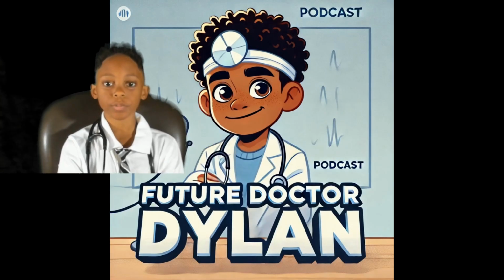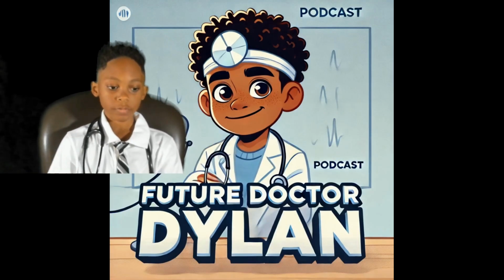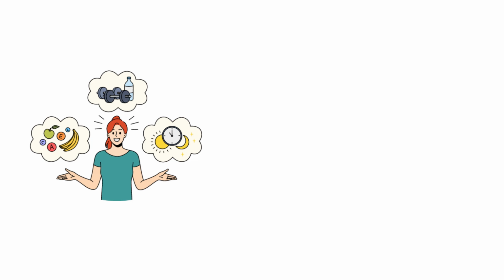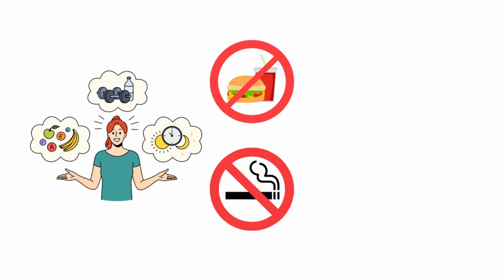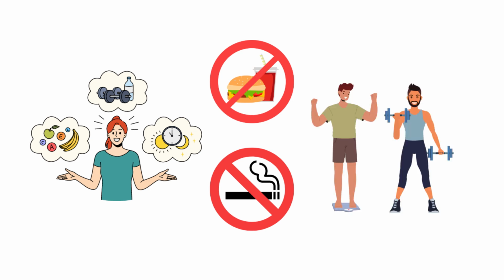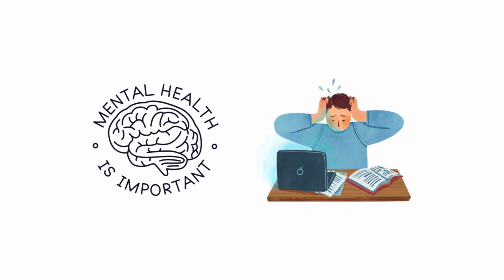Things you can do to prevent blood clots from forming in the body are having a healthy lifestyle, staying away from junk food or smoking, maintaining a healthy weight and exercising, and making sure to have good mental health, because stress is real and stress kills. So that's it.